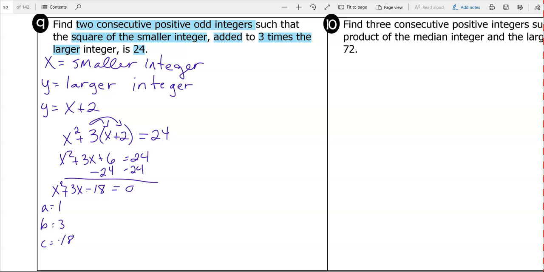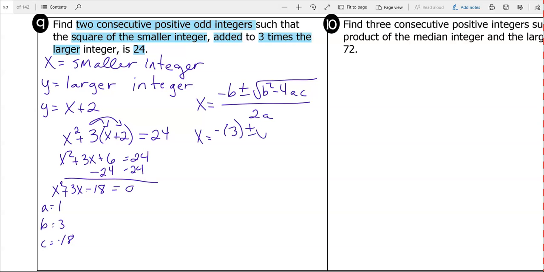So a equals 1, b equals 3, and c equals negative 18. Our quadratic formula is x equals the opposite of b plus or minus the square root of b squared minus 4ac all over 2a. All right, and then we're going to plug in our numbers. So x equals the opposite of b, which is negative 3, plus or minus the square root of 3 squared minus 4 times 1 times negative 18, all of that over 2 times 1.